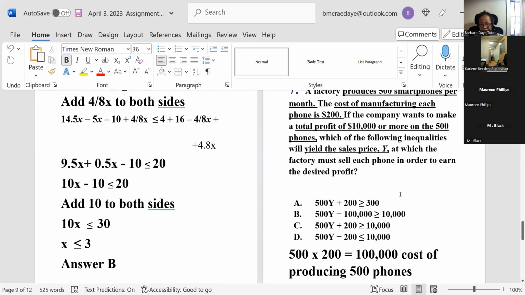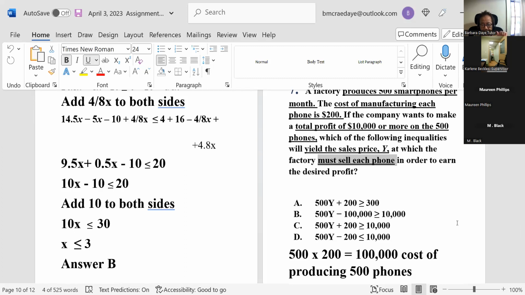You want the answer, the phones? No. The sales price is Y, and that's what they would sell each phone at. So for 500 phones, how much would you make using the Y? What would you make? I don't want an amount, because you don't know that yet. I want to know how much you make if you sold 500 phones at a sales price Y for each phone. What would that be?